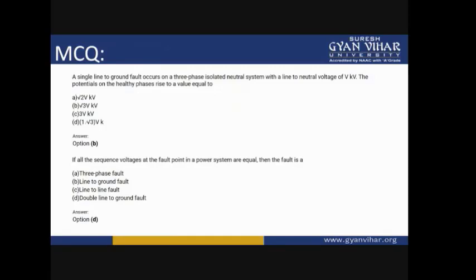Now, second question: if all the sequence voltages at the fault point in the power system are equal, then the fault is of what type? We know that when the fault sequence voltages at the fault point are equal, it is a double line to ground fault. We will discuss this again in the unsymmetrical faults as well.